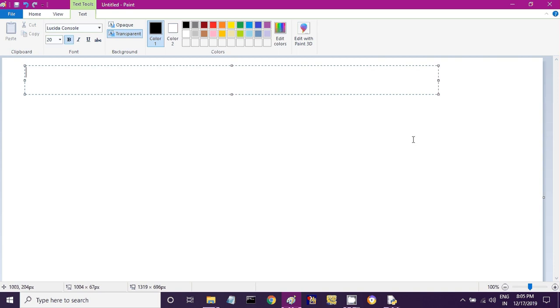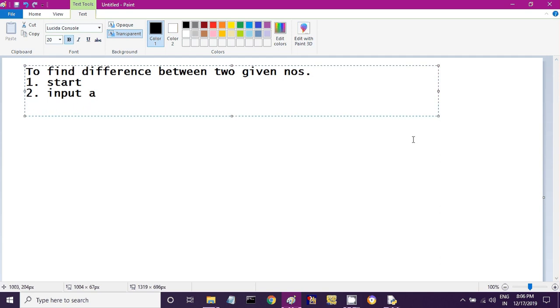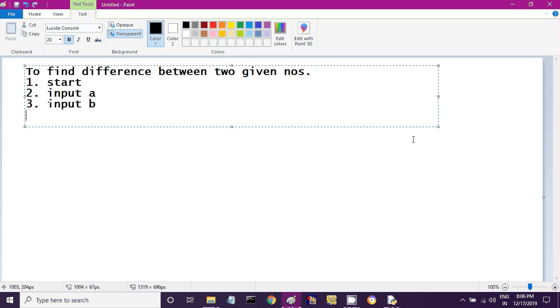Now let us develop this algorithm to find the difference between two given numbers. The first step in our algorithm is start. The second step is we have to take the numbers. So input the first number A and input the second number B. From the keyboard we have given A and B numbers.